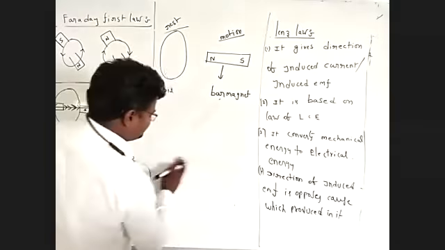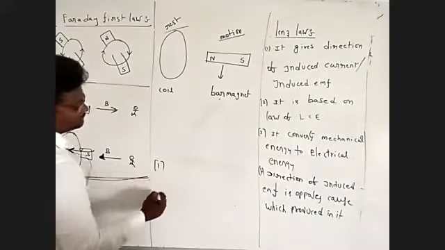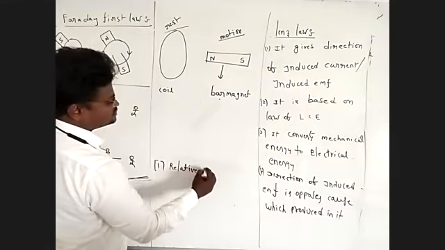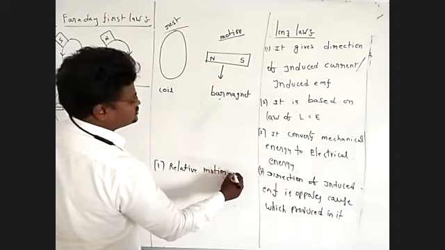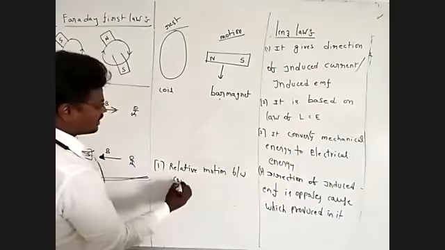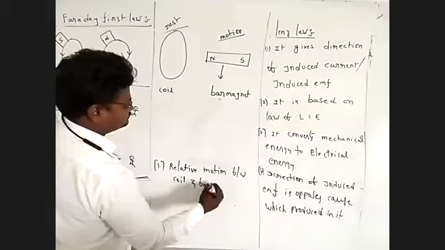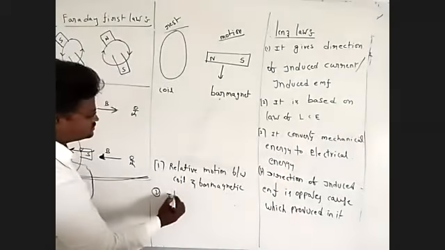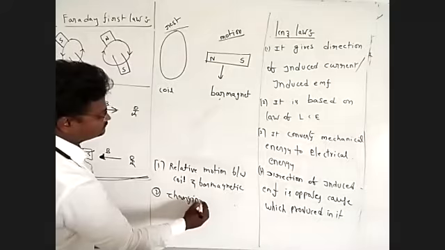Condition number one: relative motion between the coil and the bar magnet. Condition number two: changing flux.